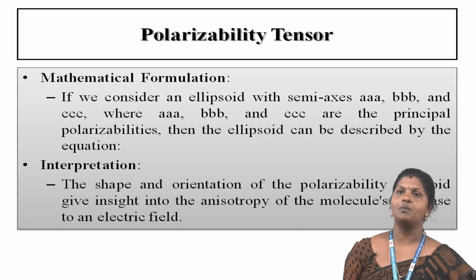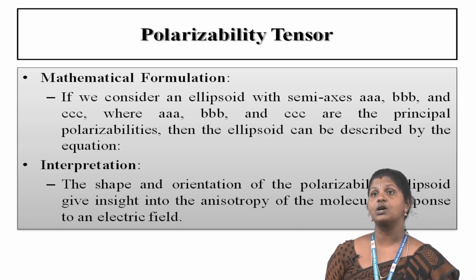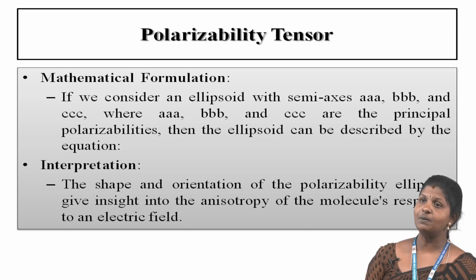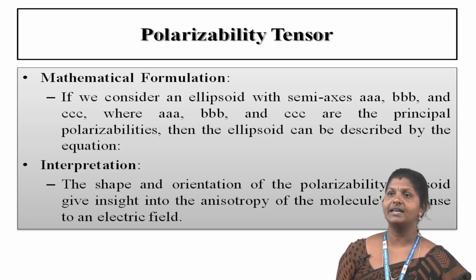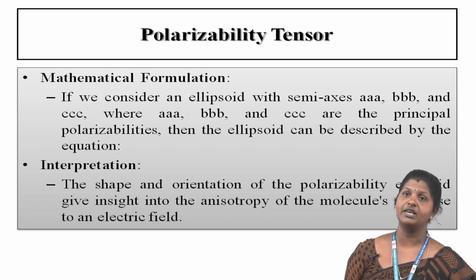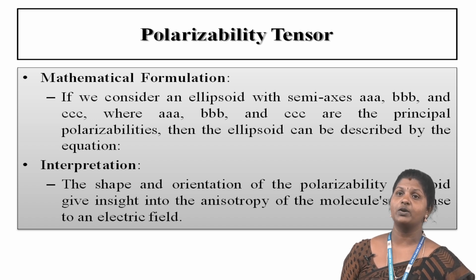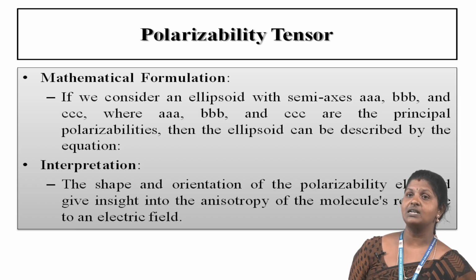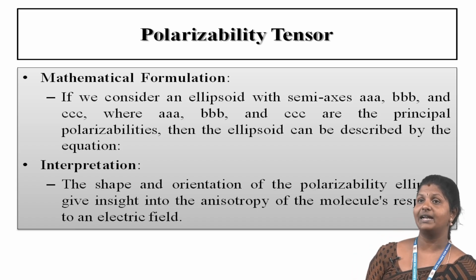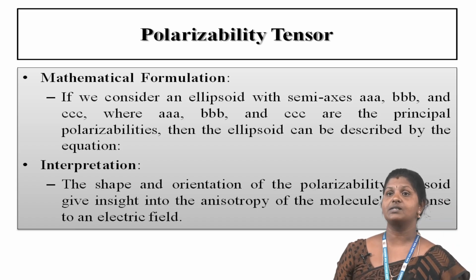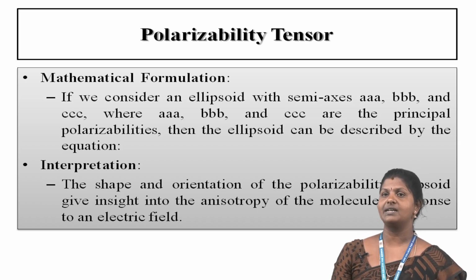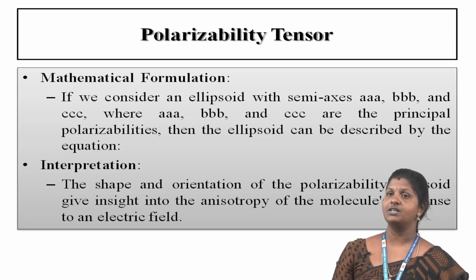Then mathematical formulation. If you consider an ellipsoid with semi-axes a, b and c, where a, b and c are the principal polarizabilities, then the ellipsoid can be described by the equation a squared x squared plus b squared y squared plus c squared z squared equals 1. In this equation, x, y, z are coordinates along the principal axes of the ellipsoid, and a, b, c are the lengths of the axes representing the principal polarizabilities of the molecule.